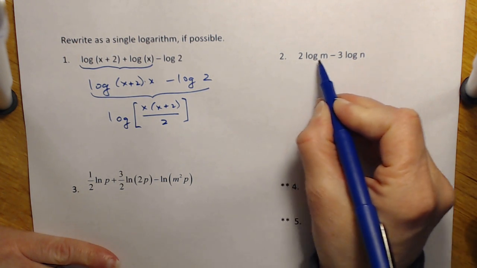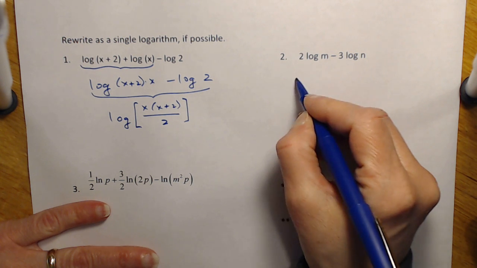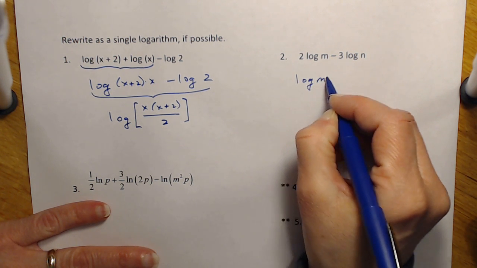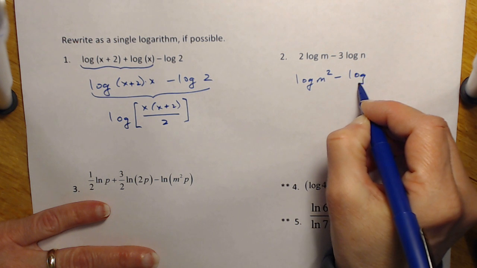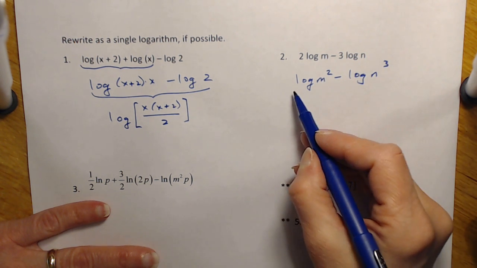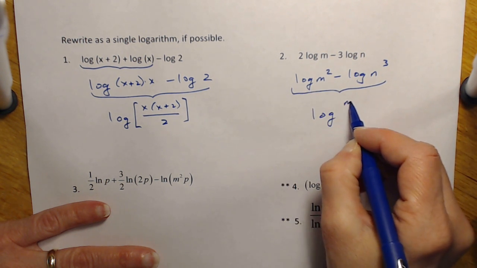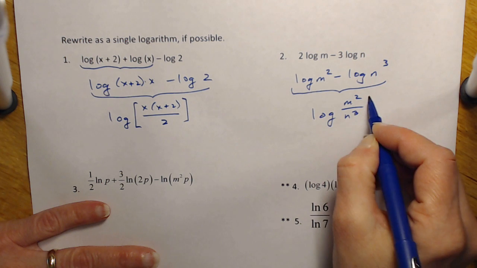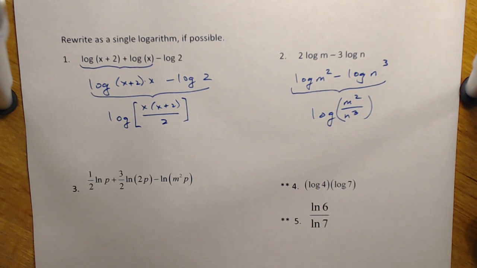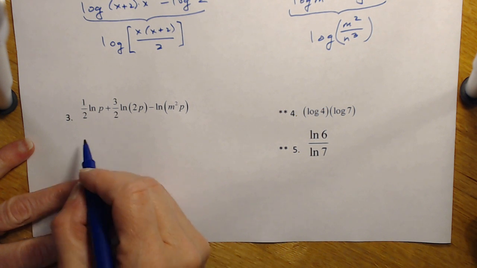Okay. This is not log minus log, it's 2 log minus 3 log. So you have some work to do. So you got to bring that 2 up back as a power of n. You have to bring 3 up as a power of n. Now it's log minus log, right? And we can combine those into a single log divided.